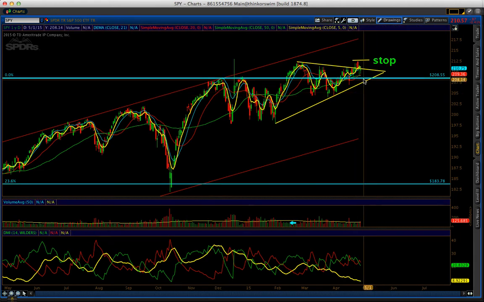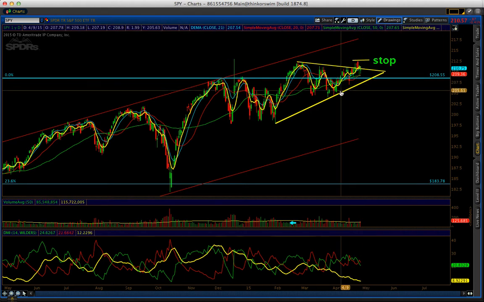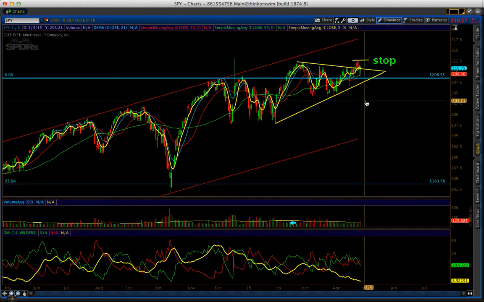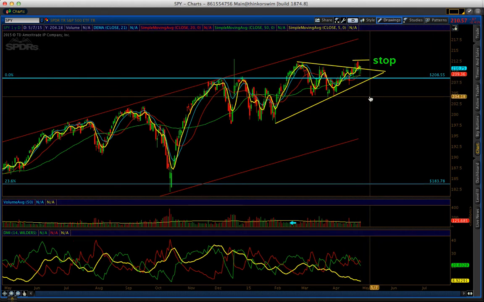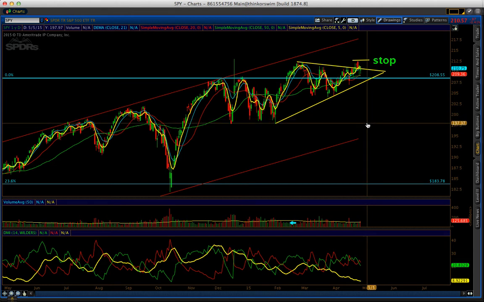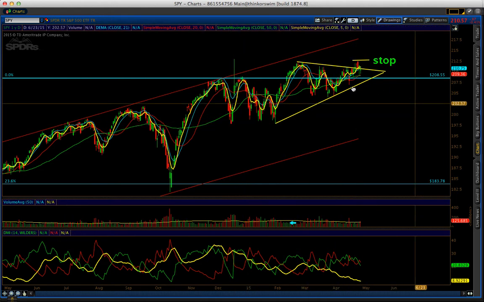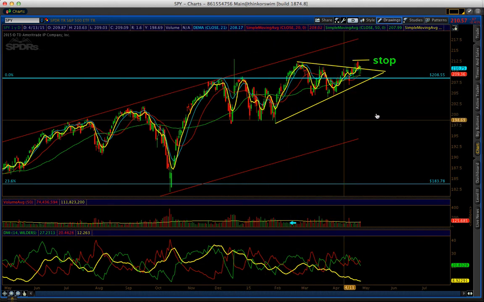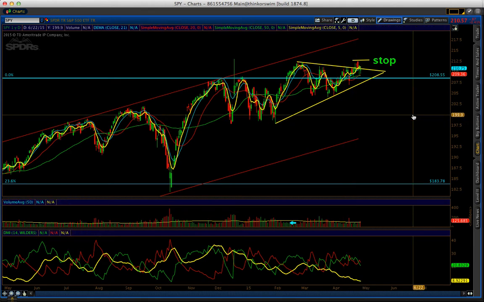If we break below 209.50 and we break this support right here, 205, and if we get that level, then there is another support at 198. That's another level there is. So 205 and 198. So as you can see, there's a lot of support.